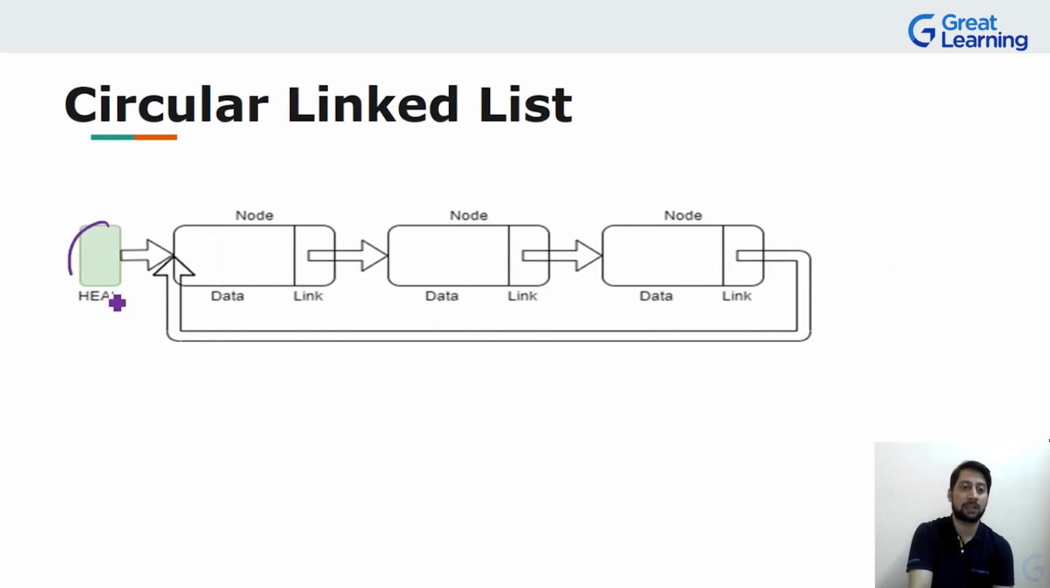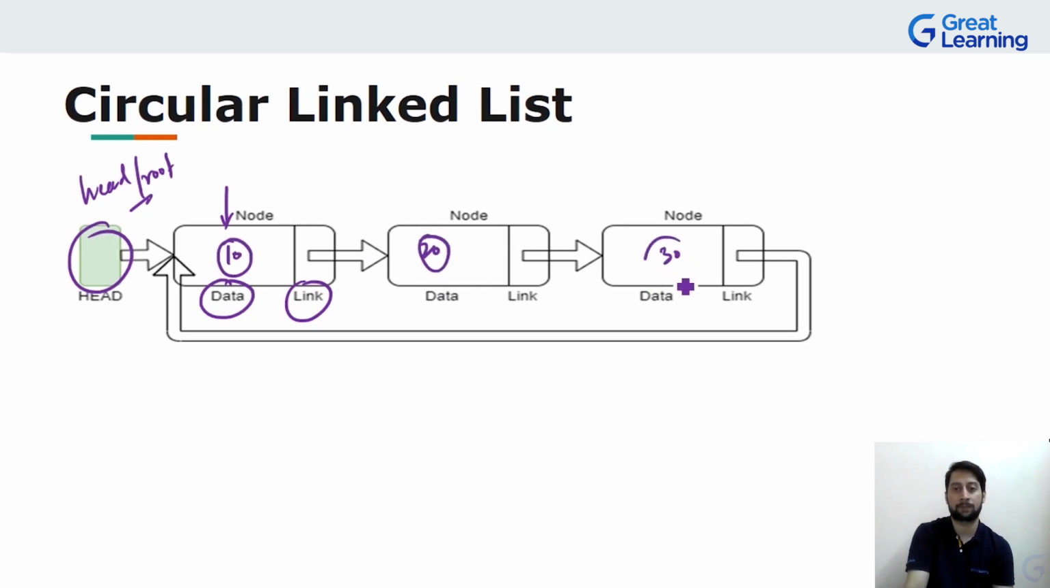So in circular linked list, again, this is the head node or the root node of the linked list. In this case, it is a circular linked list. So again, this node part will contain two things, the data and the link. So data will be, let's suppose data is 10, 20, and 30, right? Now this will have some, obviously, some address. Now let's suppose these are the three addresses.